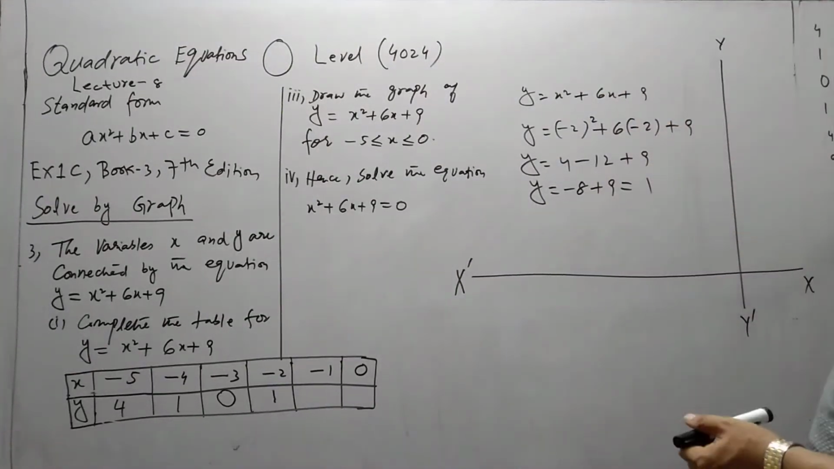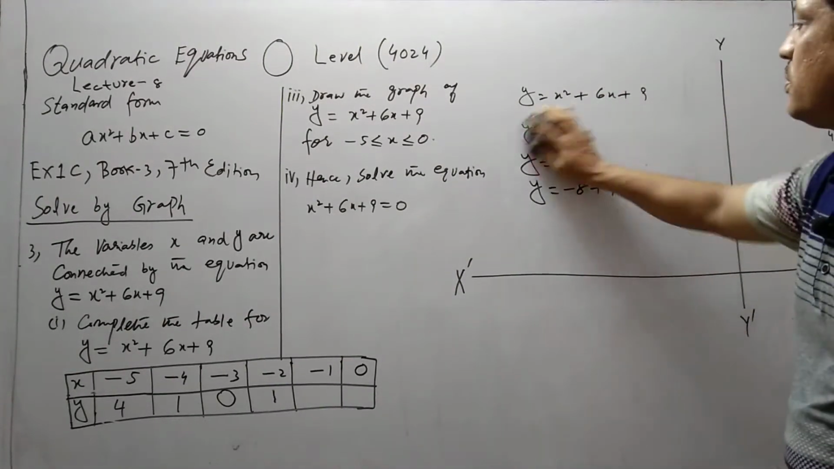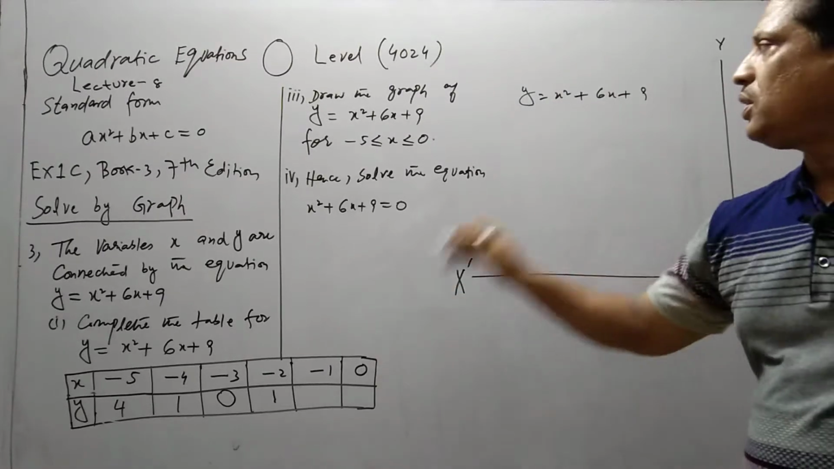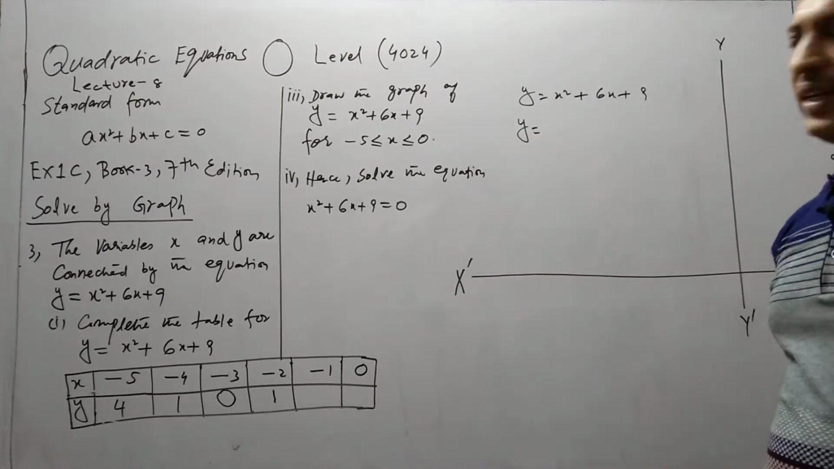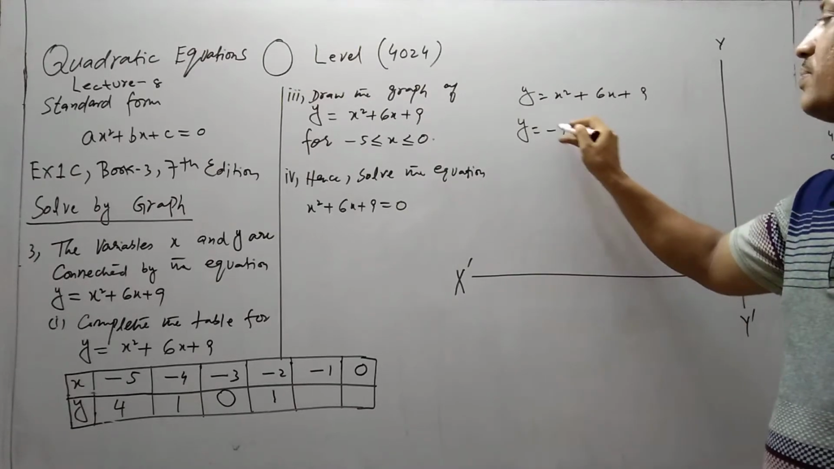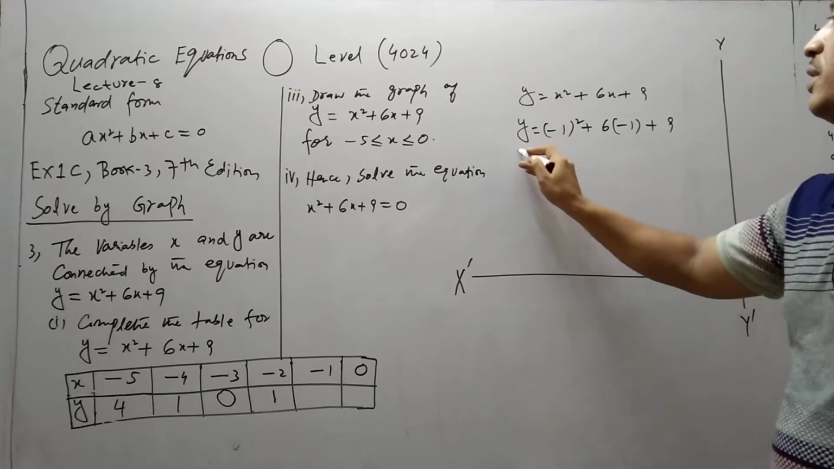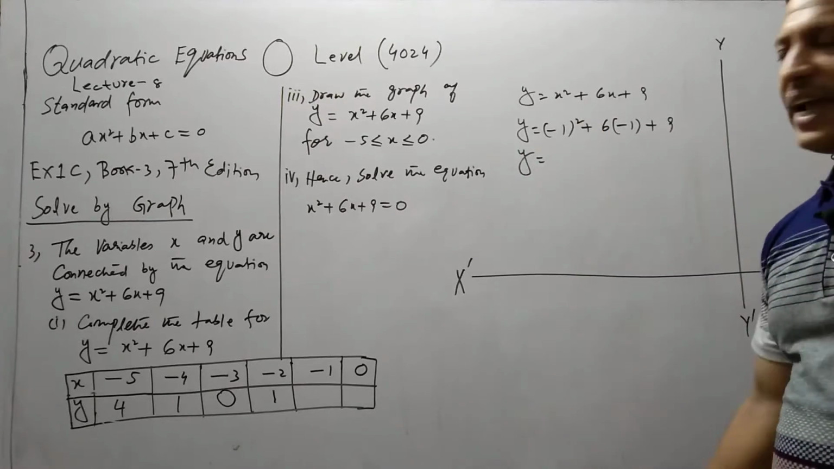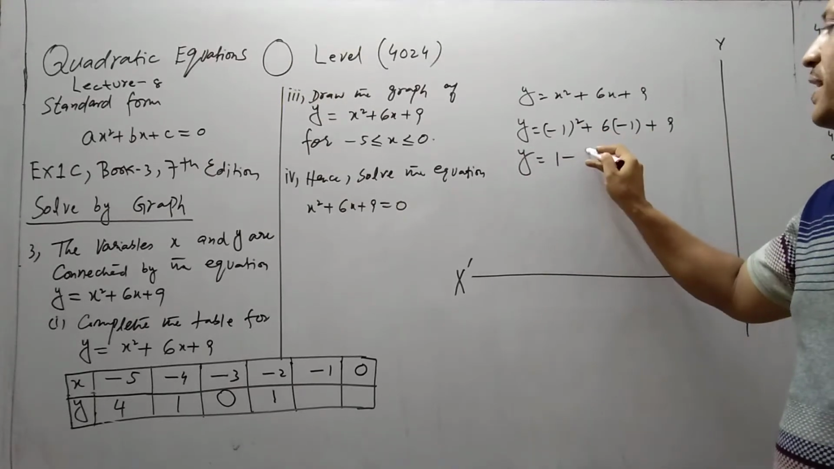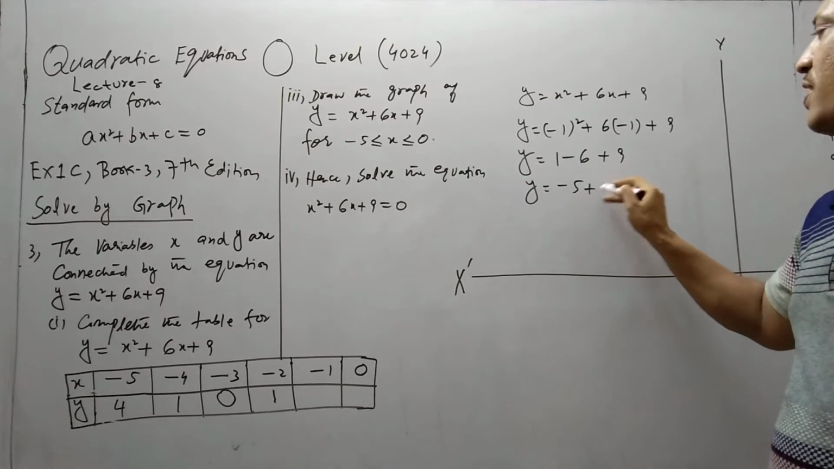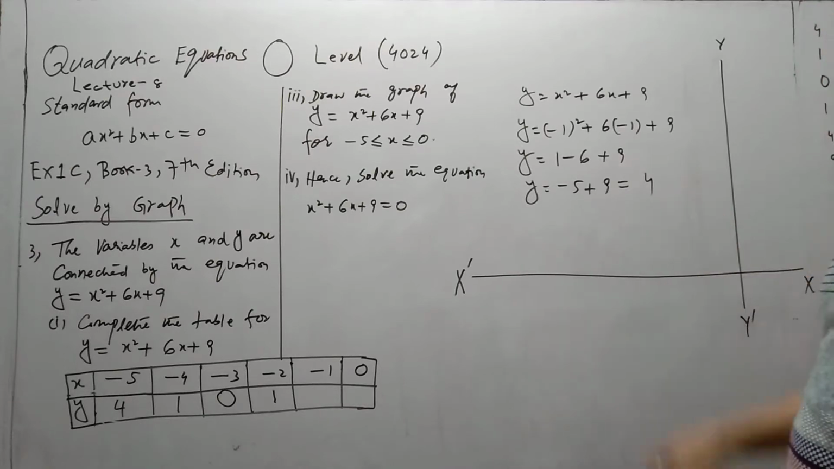The next value is minus 1. So we put minus 1 instead of x: (-1)² plus 6 into minus 1 plus 9. The square of a negative number is always positive, so 1, plus minus 6, plus 9. 1 minus 6 is minus 5, plus 9. 9 minus 5 is 4.